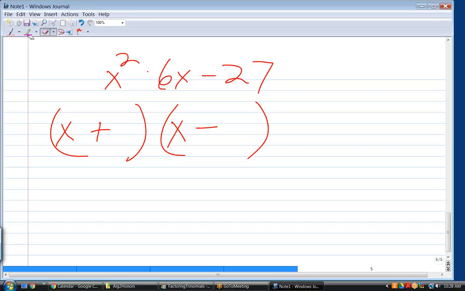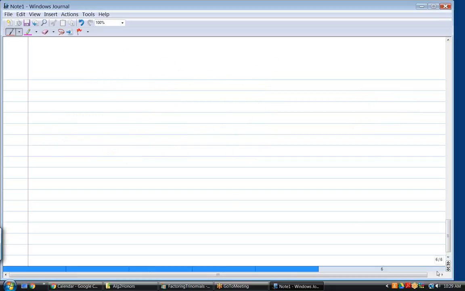In other words, I could change the problem to this. Let's do that. Okay, so far everything's still the same. But now I need factors of 27 that subtract to the number 6. Well, that's 9, 3. So it's going to be negative 9 and positive 3. Correct. Okay, good. That's the logic I wanted to go through at least once.